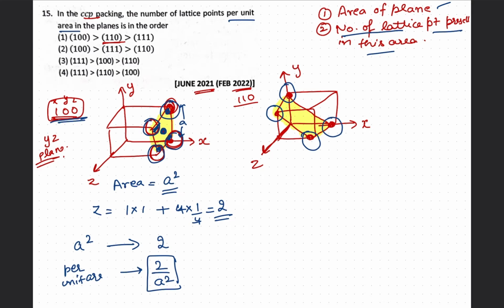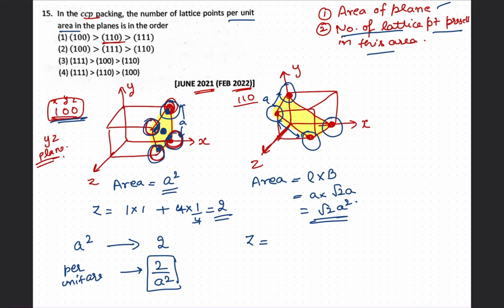Now firstly we'll calculate the area. Area is length into breadth, okay? If the length is a, right, breadth is this one, right? So this is basically a face diagonal. We know that face diagonal is root 2 a, so total area will be root 2 a square, right? Now we have calculated the area. Now the main task is to calculate the number of lattice points present in this area.